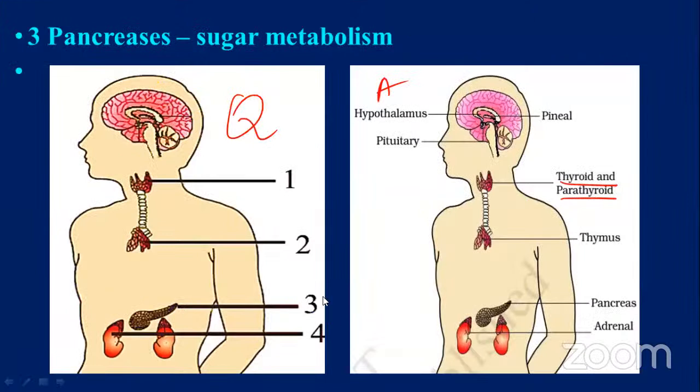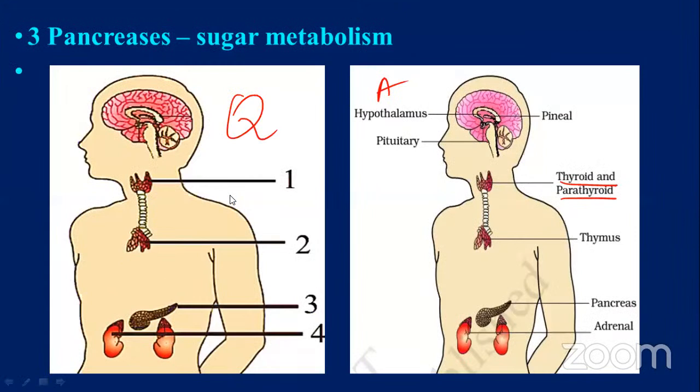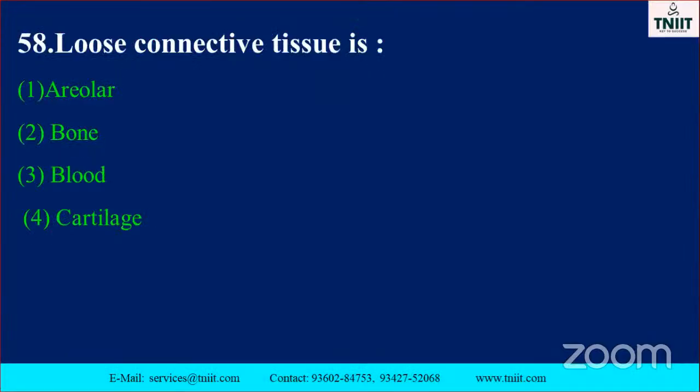Third one is the pancreas. See the pancreas structures. Last one is the adrenal. But the pancreas is mostly involved in carbohydrate metabolism, otherwise called sugar metabolism. Adrenal medulla, secondary sexual character is not possible; particularly female estrogen secretion, it will be possible. Anyhow, this is the correct option, my dear students. Don't forget, pancreas is only used for sugar metabolism. That is the correct option.